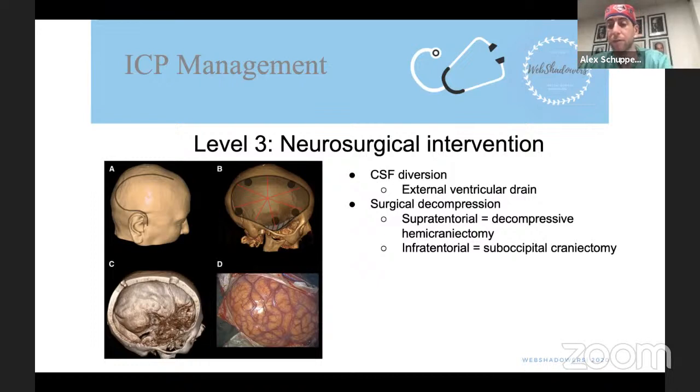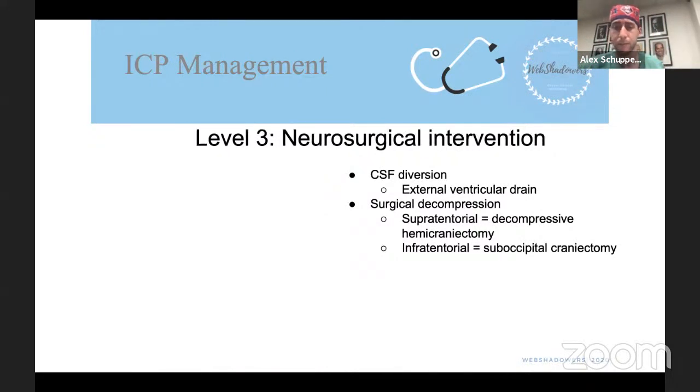An alternative is if they have a bleed in the cerebellum or in the infratentorial brain, we can perform something called suboccipital craniectomy, where we take off the back of their skull and the base of their skull. Okay, and this essentially just creates an infinite volume, so the pressure can go down.